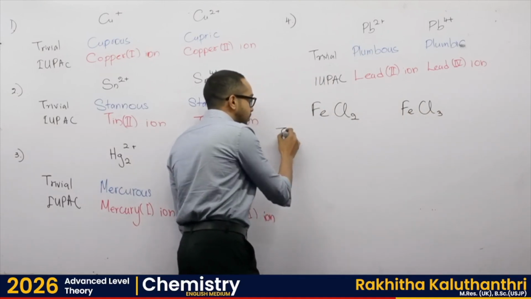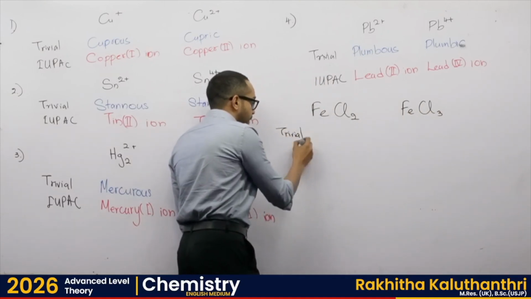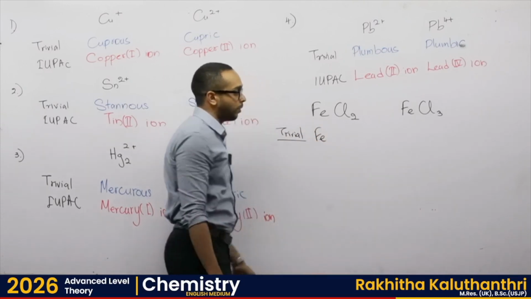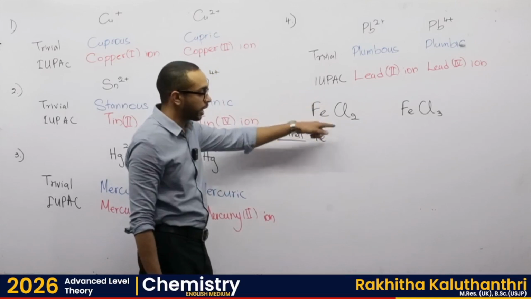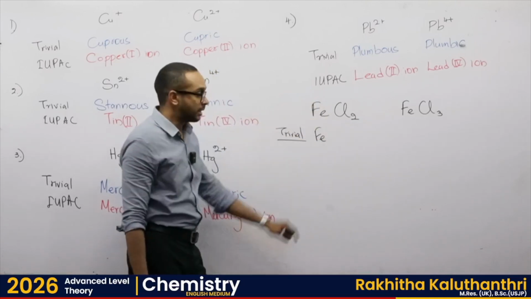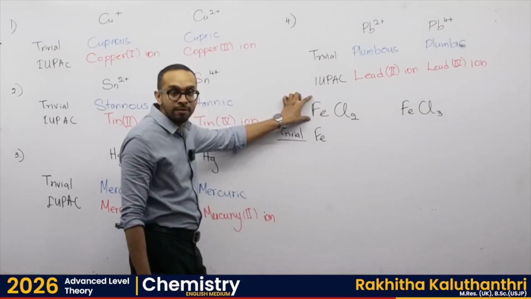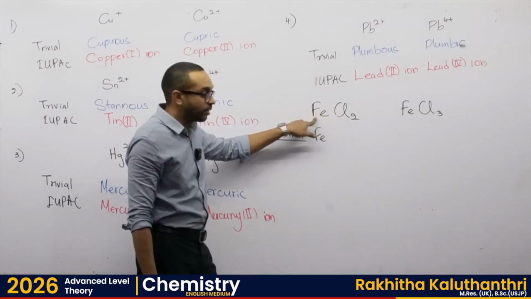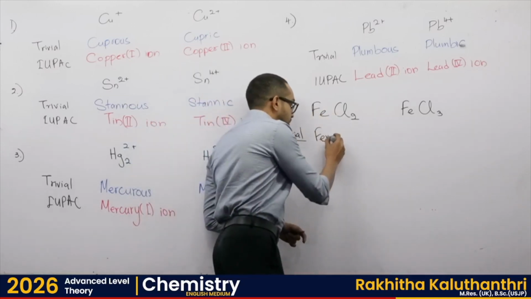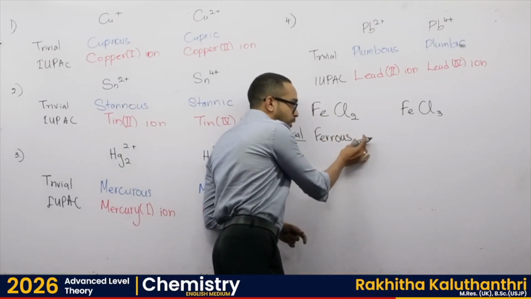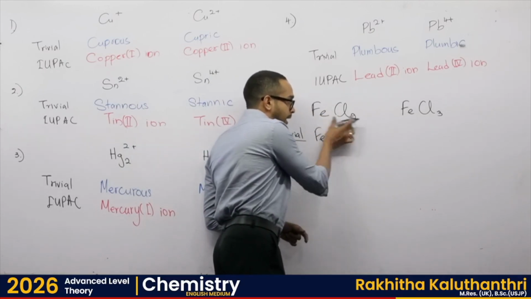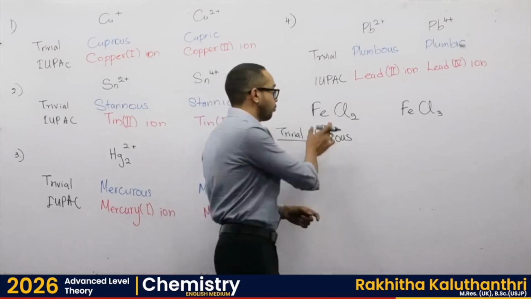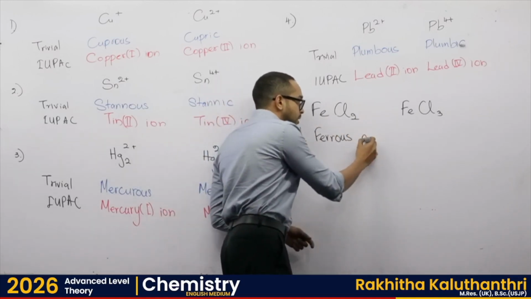If I write the trivial name, can someone tell me what is the name of the cation here? By looking at it you should be able to tell me. Ferrous. Why? Cl is -1, there are 2 of them, that means this is +2, so therefore this is ferrous. Leave a space. Now the ferrous ion is there along with a negatively charged ion. Always the cation first, then the anion. So ferrous, leave a space, chloride.